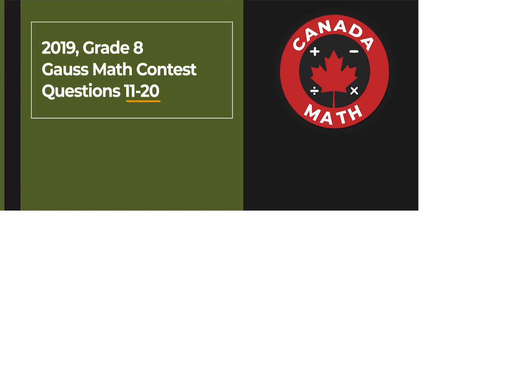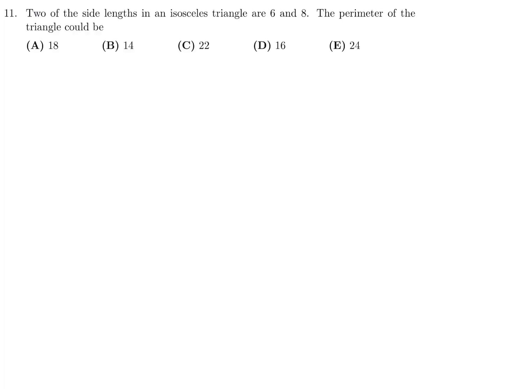Questions 11 through 20 on the 2019 Grade 8 Gauss Math Contest. Two of the side lengths in an isosceles triangle are 6 and 8. The perimeter of the triangle could be, well, let's see.